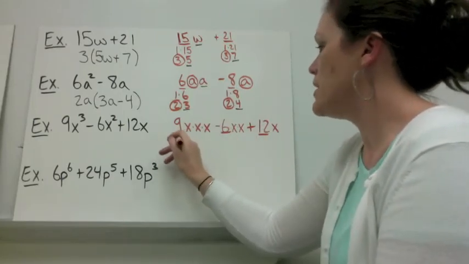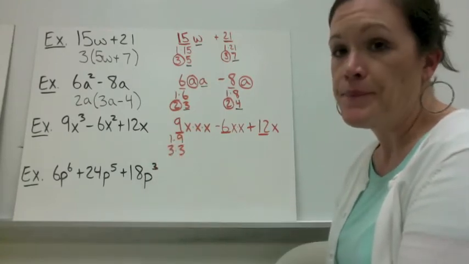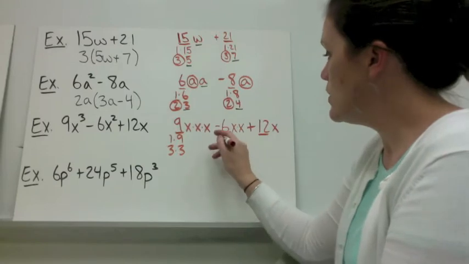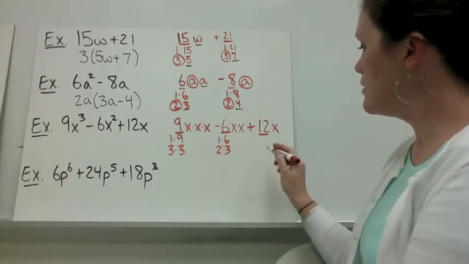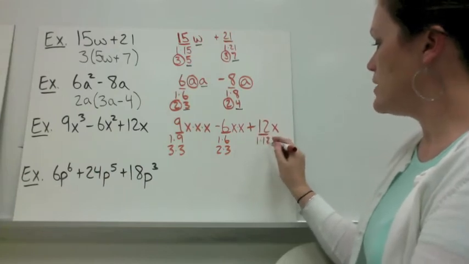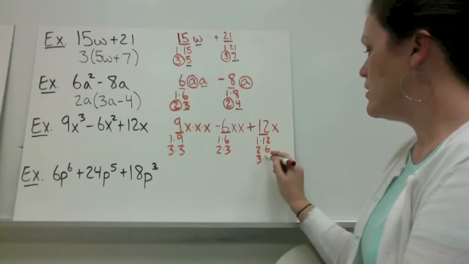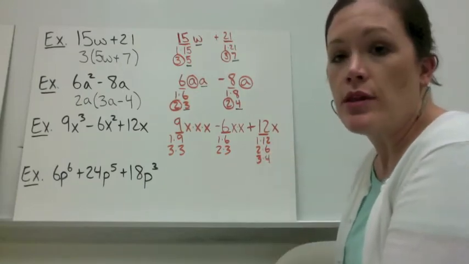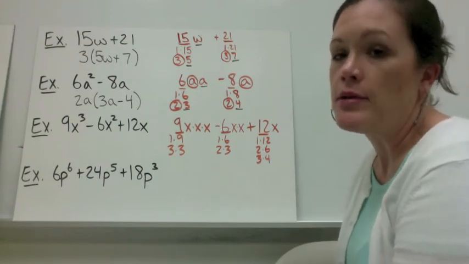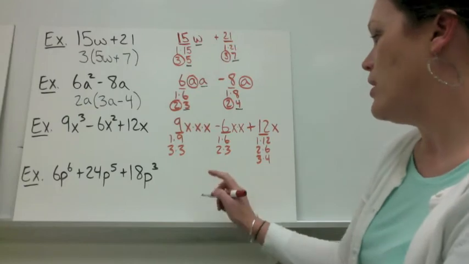We got 1 times 9 gives us 9, and 3 times 3 gives us 9. Then we look at 6. 1 times 6 gives me 6, and 2 times 3 gives me 6. 12 comes from 1 times 12, 2 times 6, 3 times 4. So we look and see what would be the greatest number that these three numbers have in common, because remember they all have to have the same number in common.